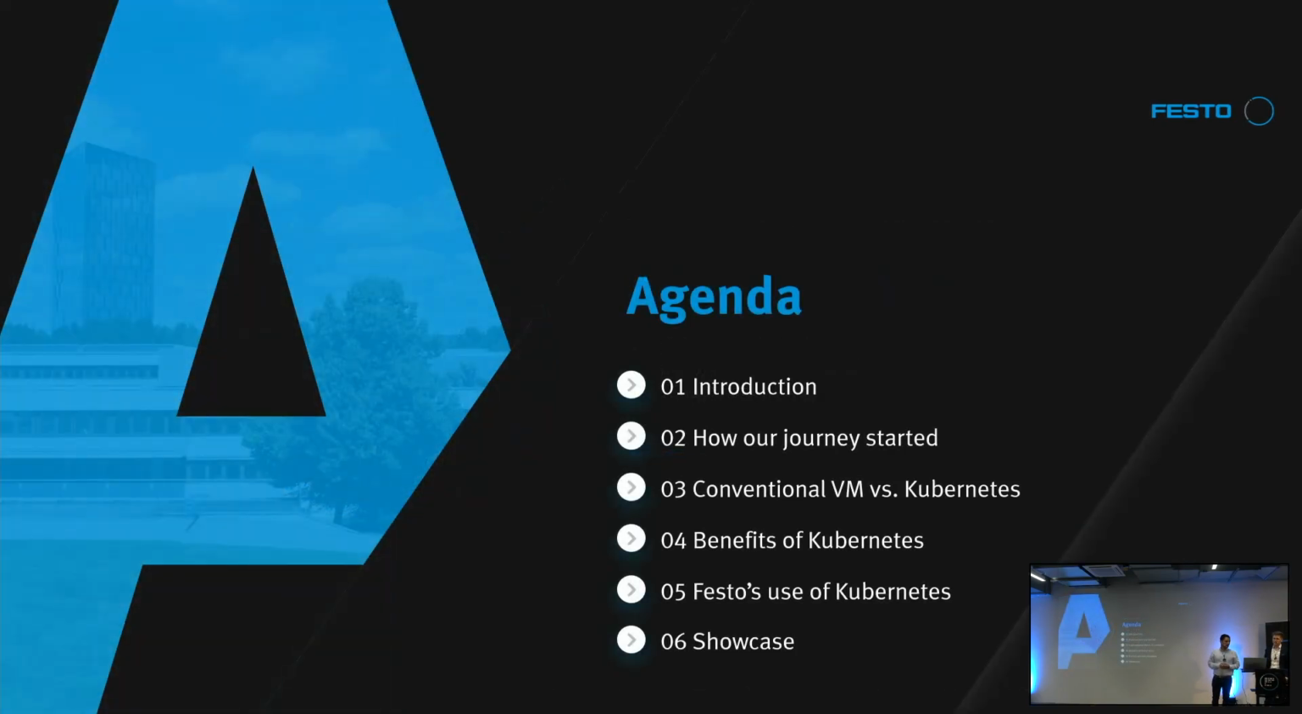Yeah, a short look at our agenda. We will start with a brief introduction. Then I will talk about how our journey started with Kubernetes, and we will take a look at how a conventional VM works and what the difference to Kubernetes is. Vincent will go on with some benefits of Kubernetes and Festo's use cases of Kubernetes, and at the end we will also have a showcase.